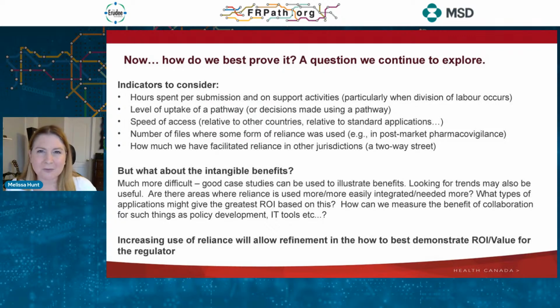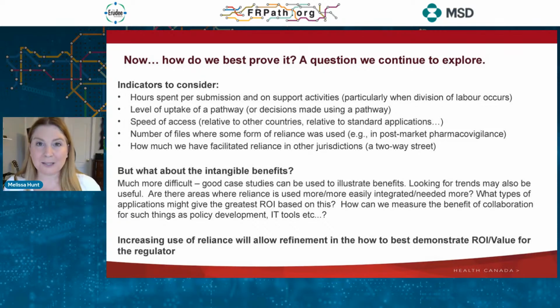But what about those intangibles? So the ones without the check marks, those are harder. And in this whole paragraph here, you see far more question marks than you do periods, because it's not clear how we can really demonstrate those intangible benefits. But I do believe we need to be thinking about those. So we could be looking at really good case studies to show how these have facilitated some of those intangibles. But how we can measure the benefit of collaboration for policy development, IT systems, that's really, really a difficult thing, and one that we're still working through.